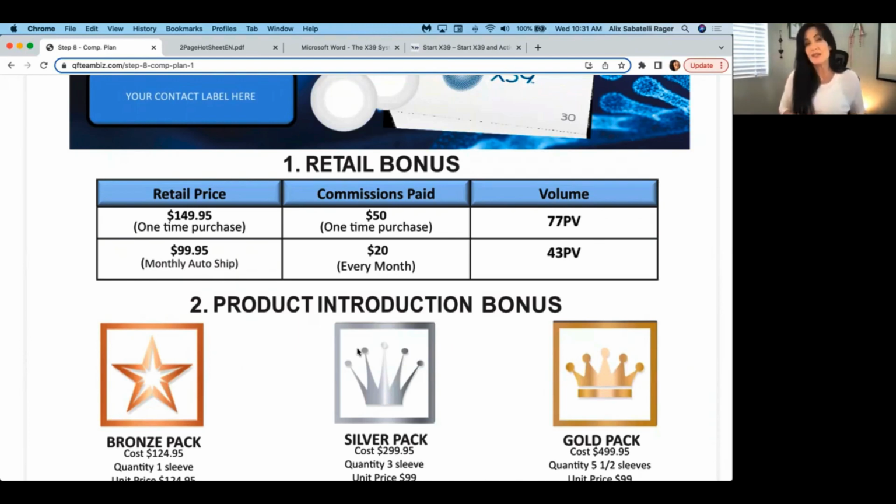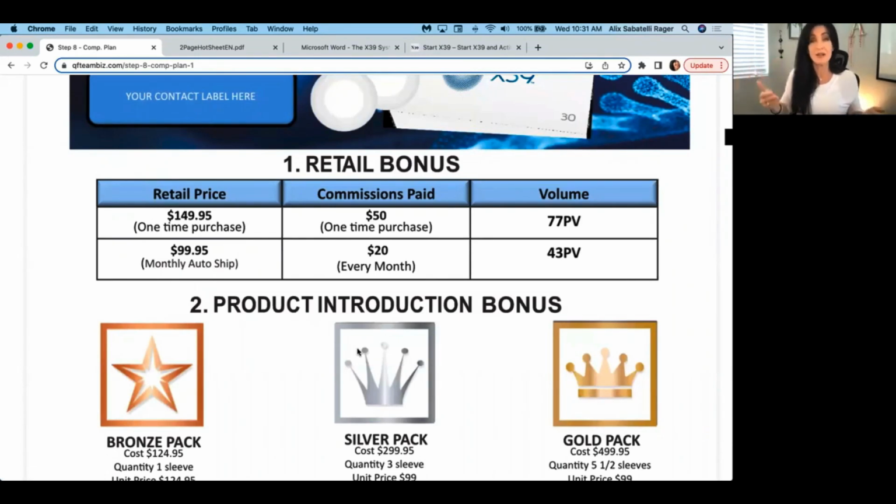So in this case, you make 77 points in your personal volume. All right. The other way that we get paid retail bonus is if someone signs up for auto ship. Now we're already starting to work towards not just the linear income, but now the leveraged income, because in this case, you're getting $20 every month that they are buying.